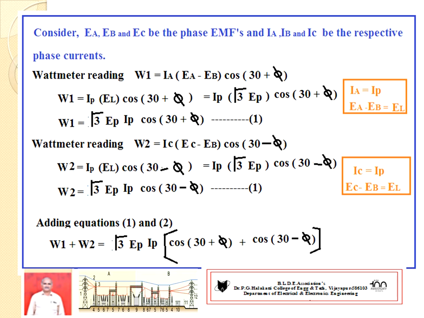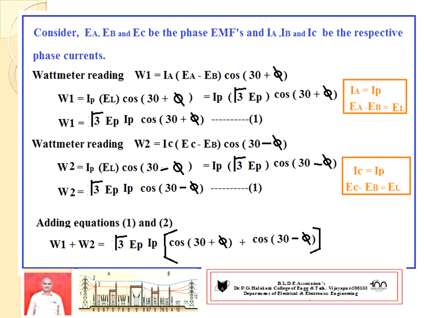In similar fashion, you develop the expression for wattmeter 2. What is the current flowing through wattmeter W2? IC. What is the voltage across the W2? It is connected between C and B, EC minus EB, and the angle between ECB and IC is 30 minus phi. Here also the same thing, convert with respect to phase values. So W2 equal to root 3 EP IP cos of 30 minus phi. You call it equation number 2.